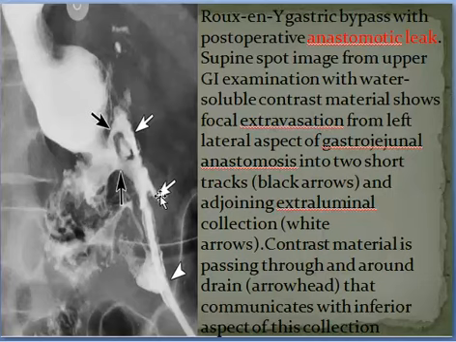Contrast material is then passing through and around the drain, the arrowhead. This is the drain, and contrast is seeping around. That communicates with the inferior aspect of this collection. This is the inferior aspect of the collection, and the drainage is coming out.